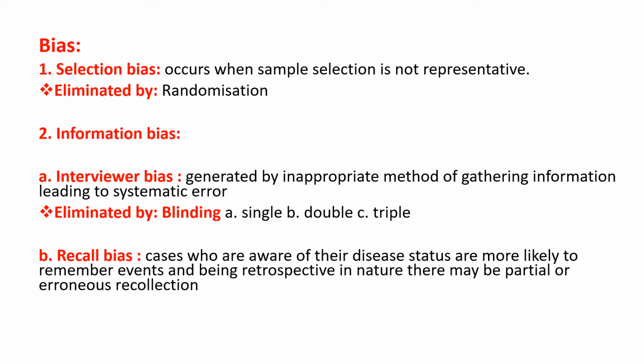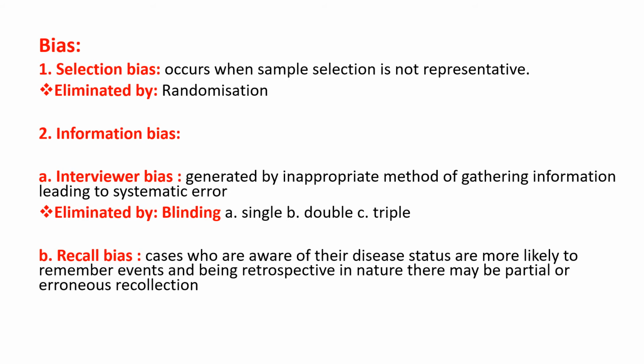And this blinding may be single, double, or triple. Remember, blinding also comes as a short note in your examination. When I call it single blinding, the patient doesn't know what treatment is being given to him or her. When I call it double, the person who is applying the health intervention doesn't know which patient he is assigning which mode of intervention. And in triple blinding, even those who are analyzing are unaware of what the process was.